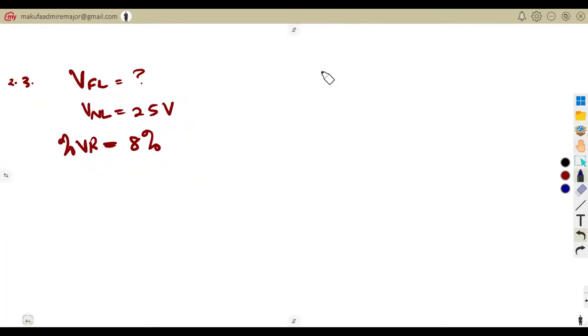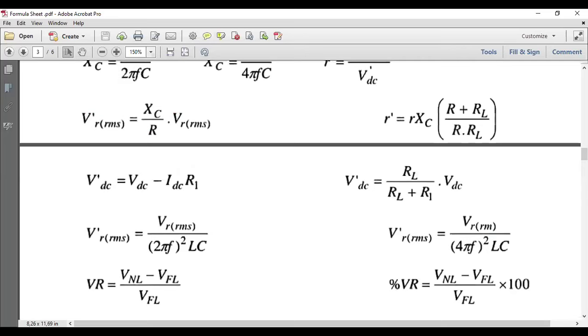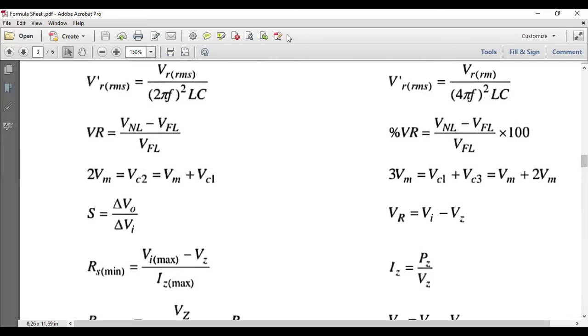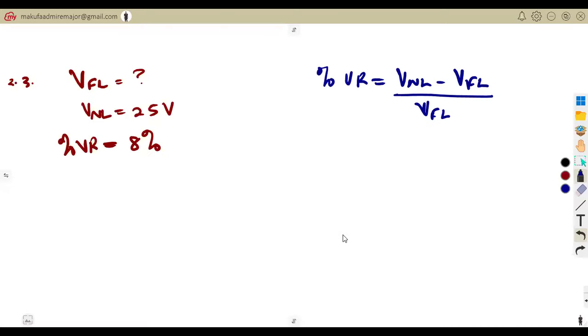Remember from our formula that the percentage voltage regulation is given by the voltage at no load minus the voltage at full load, everything divided by the voltage at full load. If you have forgotten this, you will find these formulas on your formula sheet. We just need to substitute our values, times 100% to have it as a percentage.